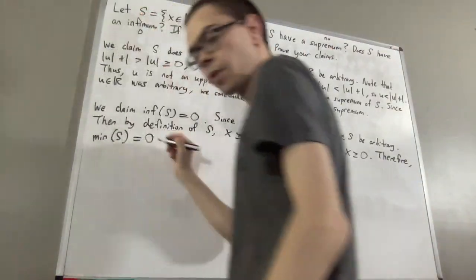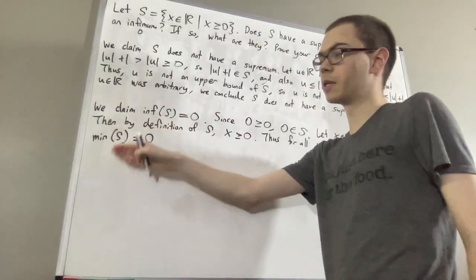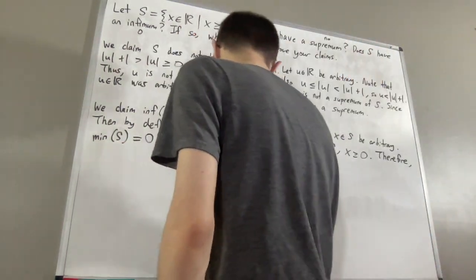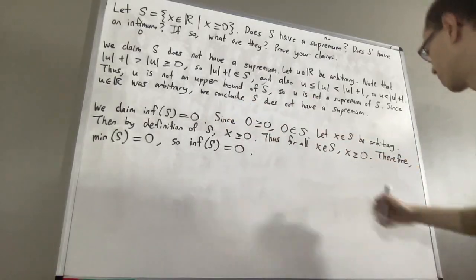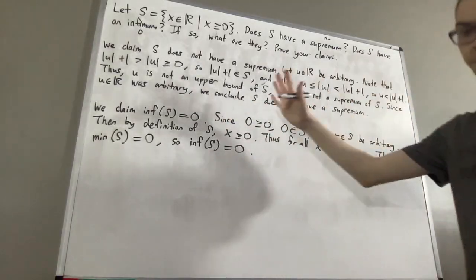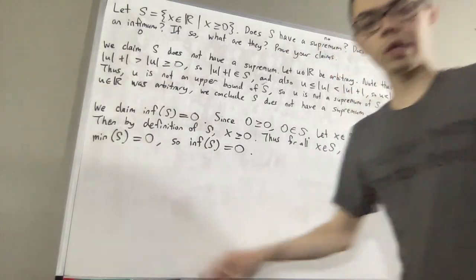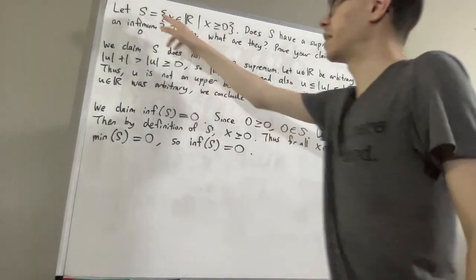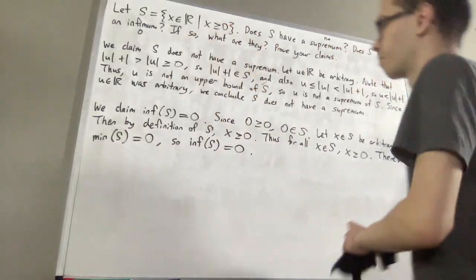But remember, when a set has a minimum, the minimum is the infimum. So this implies the infimum of S is equal to 0. And so that's it. That proves our claim of the infimum. So this is it for this example problem. Now we're going to look at a slightly modified version of this, and that is, we are going to consider the set of real numbers that are strictly greater than 0.